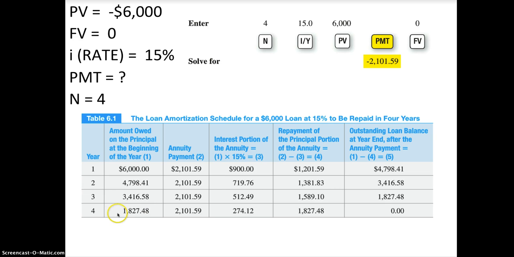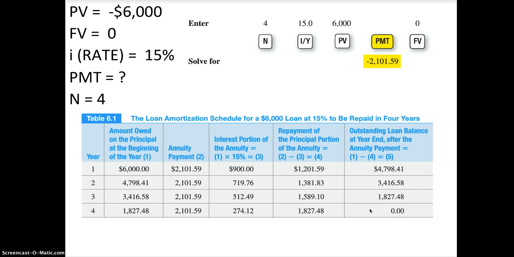So if you take $1,827.48 and multiply that by 0.15, you'll get your interest payment for the final year, which is $274.12. And when you subtract $274.12 from your consistent annuity payment of $2,101.59, you're left with a repayment of the principal balance of $1,827, which brings your overall balance to 0.